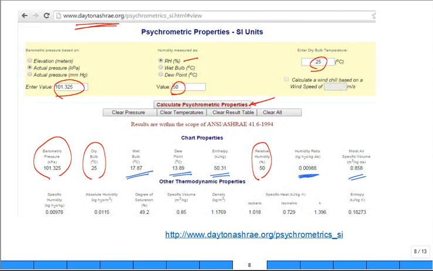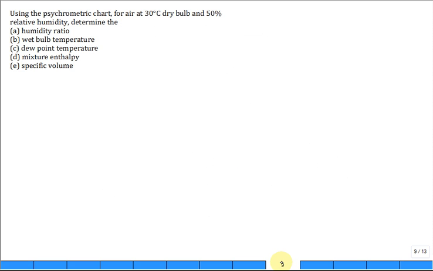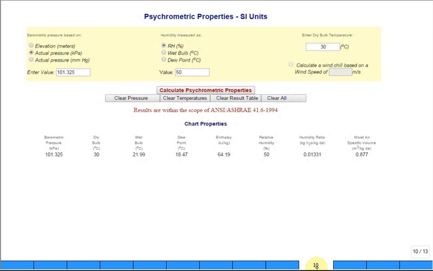Okay. And then test yourself. Change it up. Say, okay, now I change it to 30 degree dry bulb and 50% relative humidity. Go and get those properties again. And in the interest of time, I typed those in. So 30 degree dry bulb, 50% relative humidity. There's the wet bulb, the dew point, the mixture enthalpy, humidity ratio, and specific volume. We'll stop there.